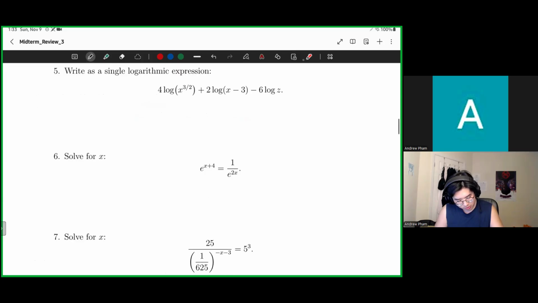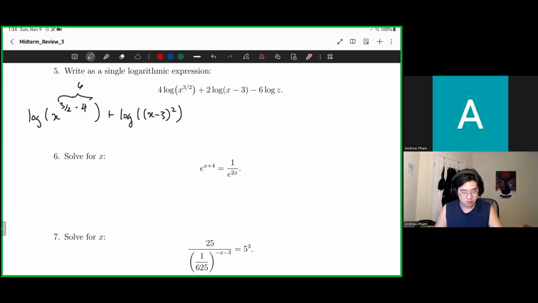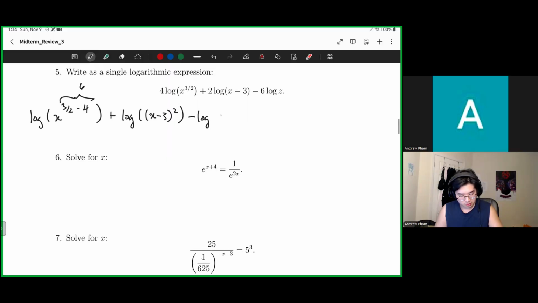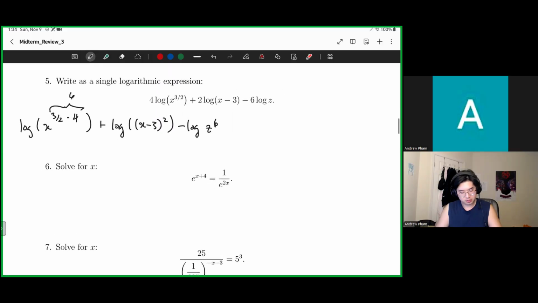So for the first one, I'm going to move this 4 in to get log base 10. So I can just write log of x to the 3 over 2 times 4, right? So I'm pushing it back, so I'm multiplying the exponents together. And this is going to be 3 times 4 is 12, divided by 2 is 6, plus log base 10 of x minus 3 squared, if I push that back up to the argument, minus log base 10 of z to the 6. And push the 6 back up. Okay.